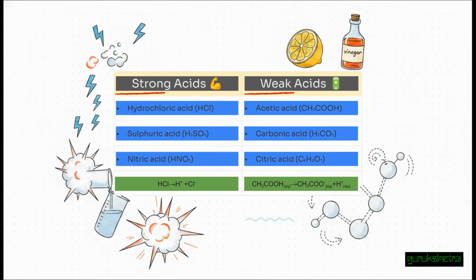Let's run through some specific examples. In the strong acid category, we have the heavy hitters, the ones you see in the lab: hydrochloric acid, sulfuric acid, and nitric acid. These completely ionize. But then look at the weak acids. You might actually recognize some of these from your own kitchen. We have citric acid, which is exactly what gives lemons that bright sour taste, and acetic acid, which is the main component of vinegar. We also have carbonic acid and formic acid here. Because they only partially ionize, their chemical behavior is entirely different.